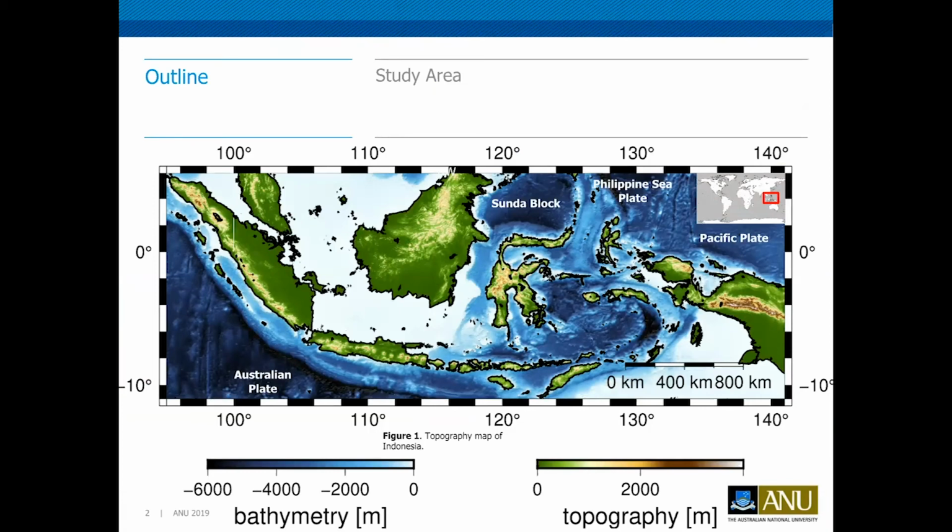As is known to us, Indonesia is one of the most tectonically complicated regions in the world, characterized by the convergence between four different plates: the Australian plate, Philippine Sea plate, Pacific plate, and the Sunda block. Because of this convergence, this area is also highly seismically active, and we can notice this from the seismic distribution map. Next page, please.